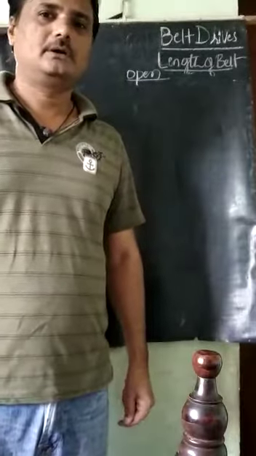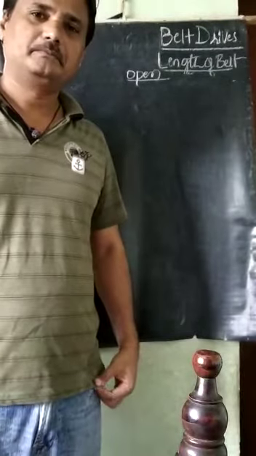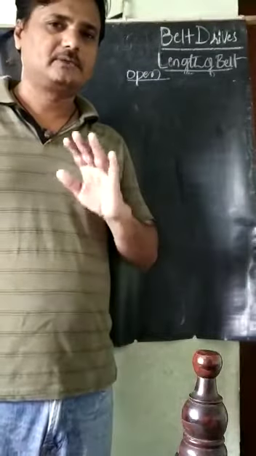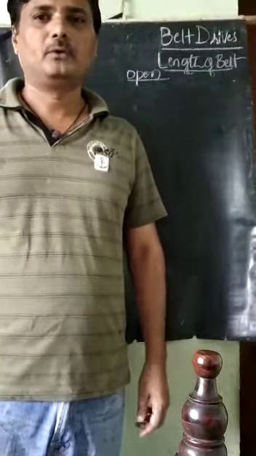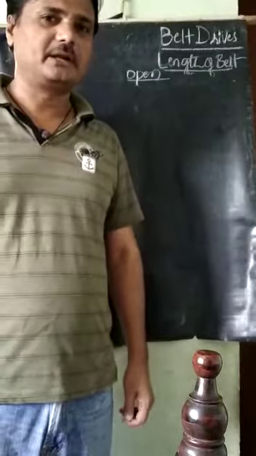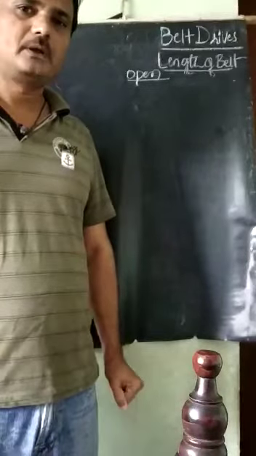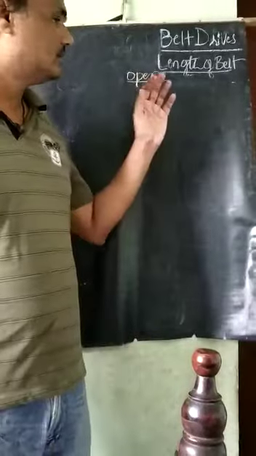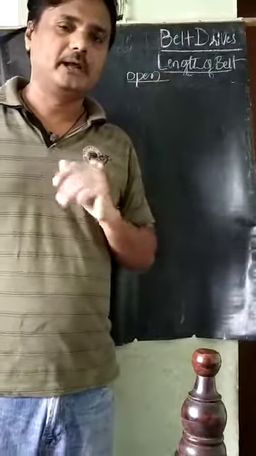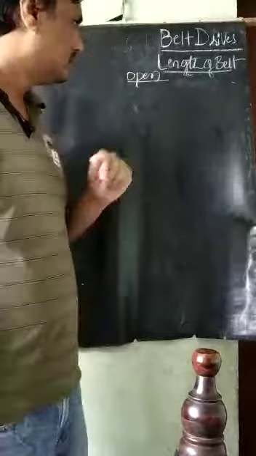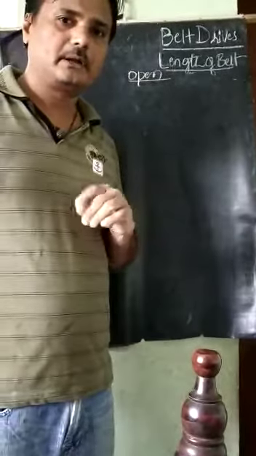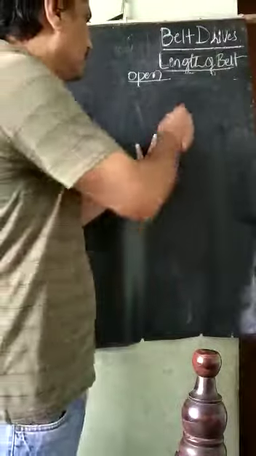Now, in continuation of the belt drive, we will derive three equations here. Two equations are for the length of the belt, and one is for the tension ratio. To derive the equation for the length of the belt for the open belt drive, I will draw the open belt drive for the derivation purpose.